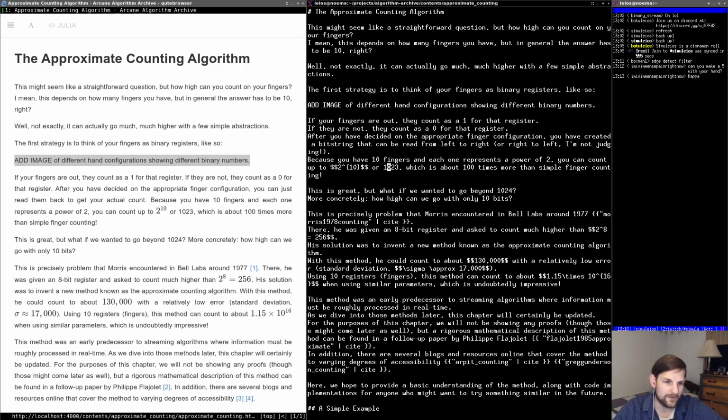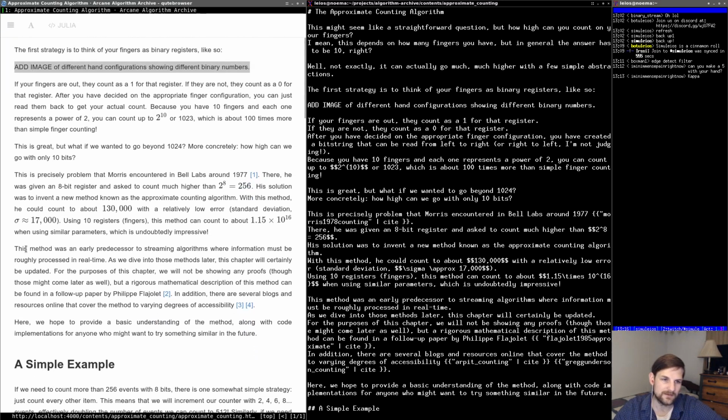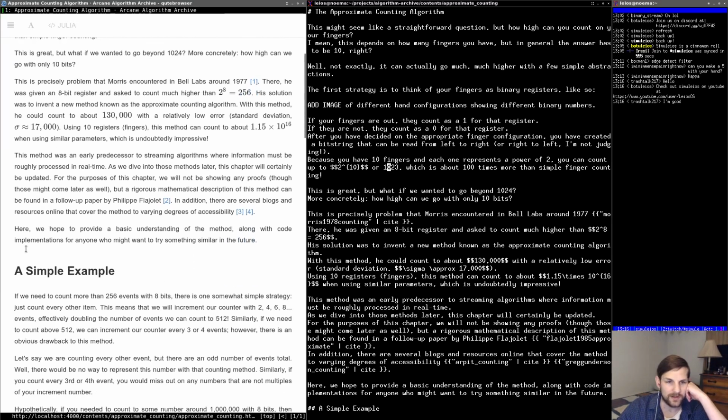Great. This is great, but what if we want to go beyond 1024? More concretely, how high can we go with only 10 bits? This is precisely the problem that Morris encountered at Bell Labs in 1977. There, he was given an 8-bit register and asked to count much higher than 2 to the 8th equals 256. His solution was to invent a new method known as the approximate counting algorithm. With this method, he could count up to about 130,000 with a relatively low error. Standard deviation sigma is roughly equal to 17,000. Using 10 fingers, this method can count up to 1.15 times 10 to the 16 when using similar parameters, which is undoubtedly impressive.